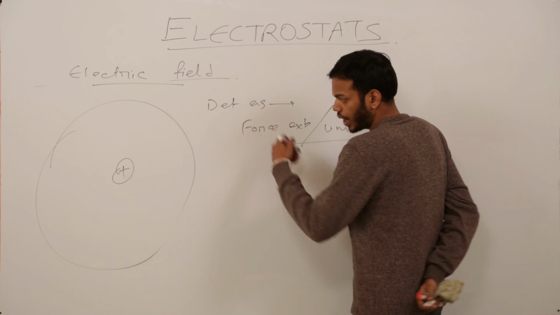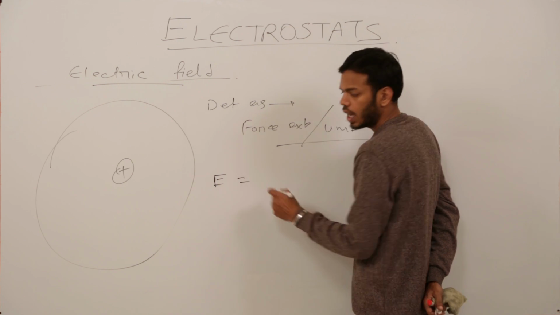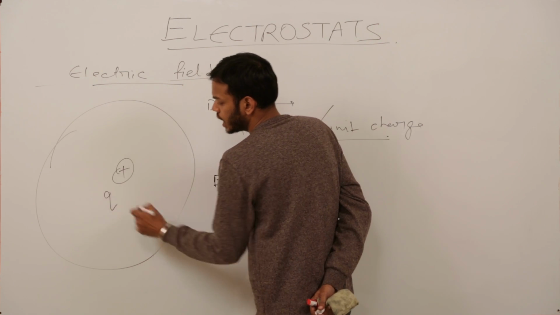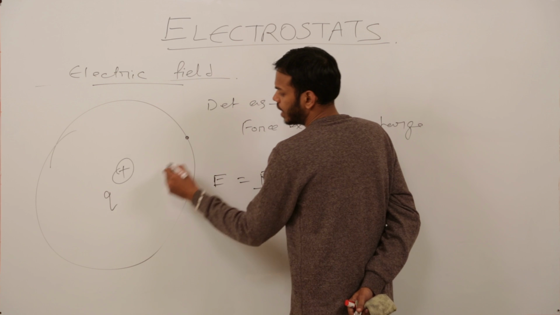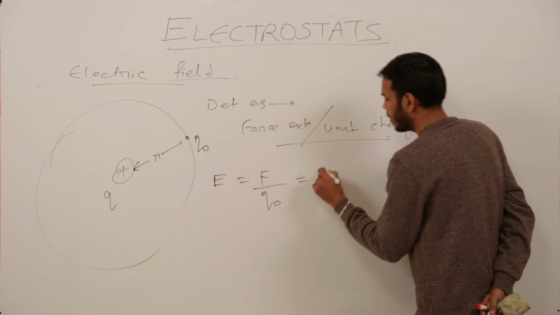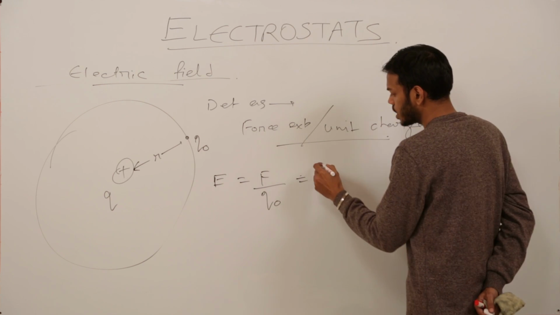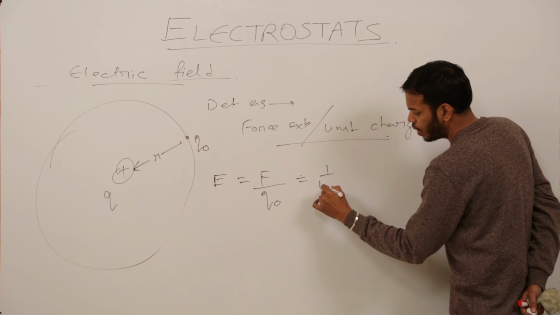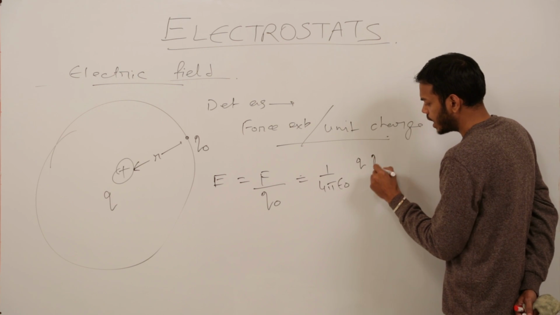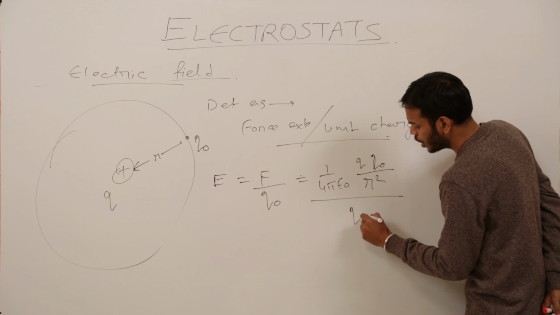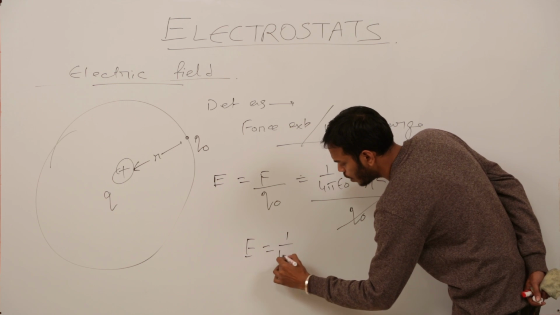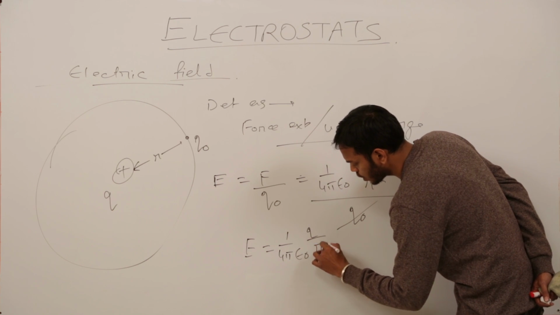So for now, electric field is what? Force experienced per unit charge. Let's say this is our source charge. Here at a distance r we have placed our q0, which is our test charge. So accordingly, force between those two charges would be, as we discussed in our last class, 1 upon 4 pi epsilon naught q1, which is this charge, q2, which is that test charge, upon distance square, whole upon q0. This gives me the equation for electric field, which is 1 upon 4 pi epsilon naught q upon r square.